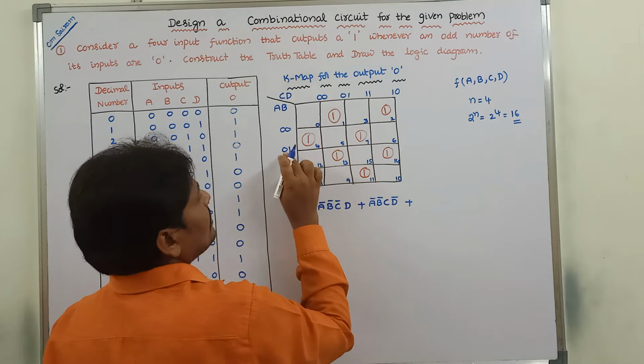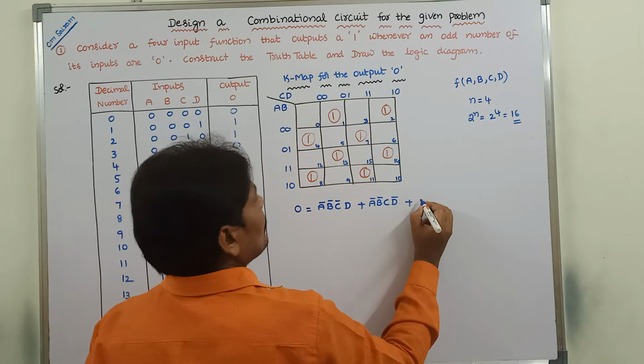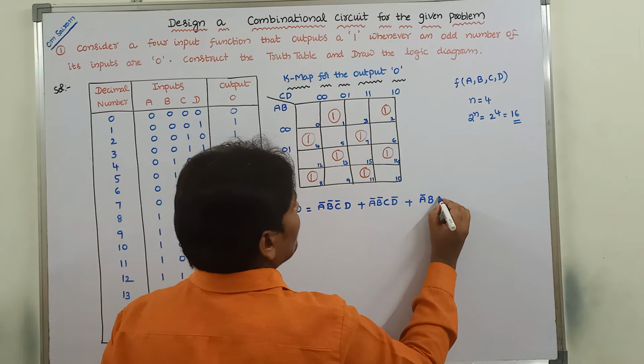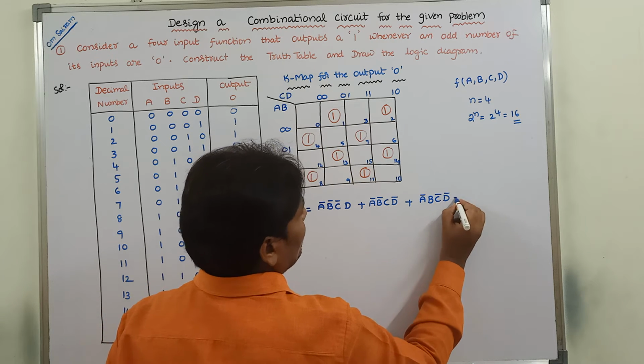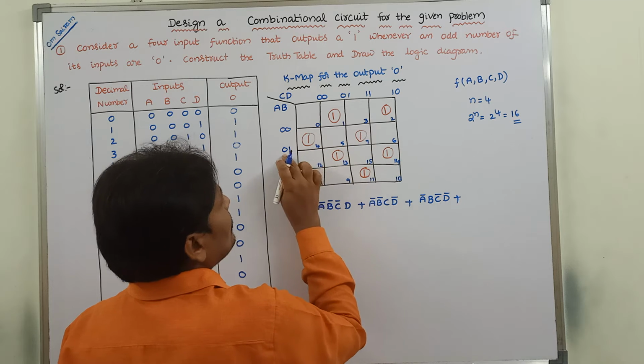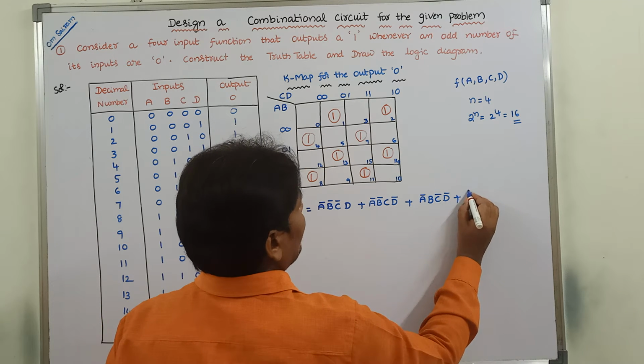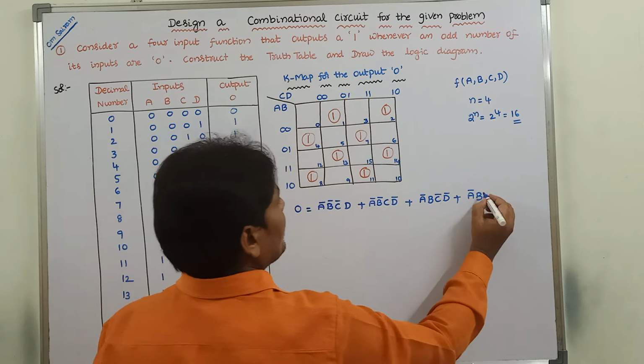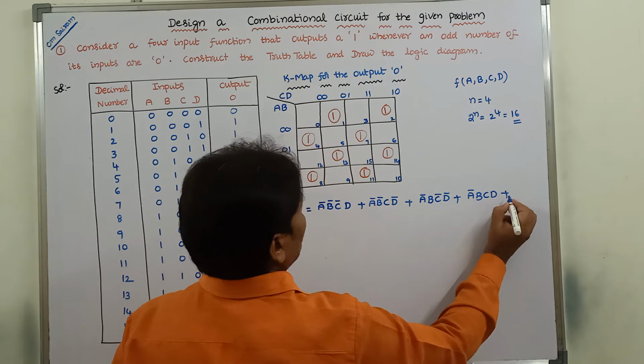Next, this one is 0, 1, 0, 0. So 0, 1 means A bar, B. Next, 0, 0 means C bar, D bar. Next, this one 0, 1. So that is A bar, B, and 1, 1. So that is C, D plus.